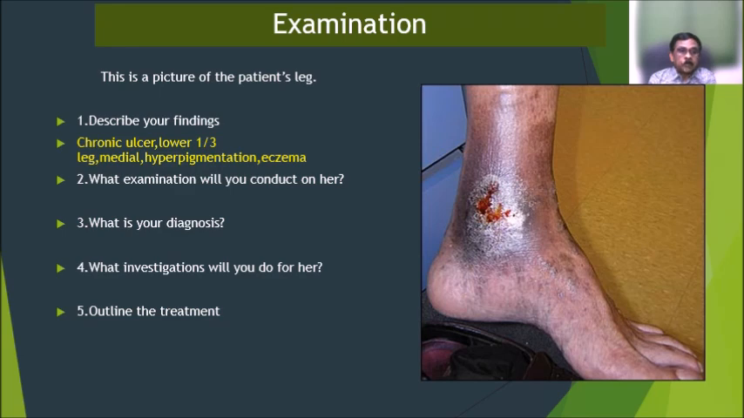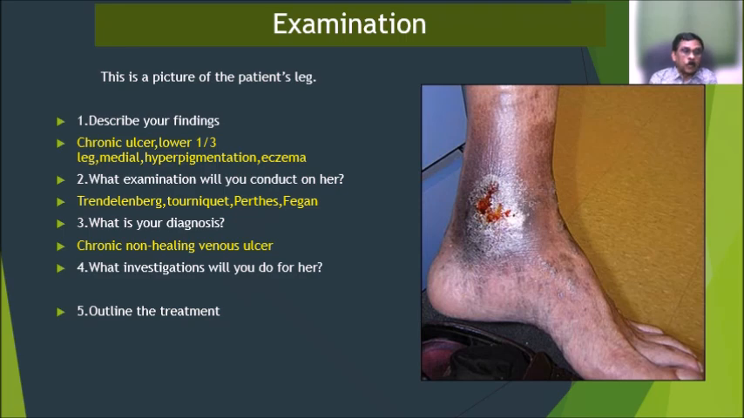Question number 2. What examination will you conduct on the patient? The answer: I will elicit the Brodie-Trendelenburg sign, tourniquet test, Perthes test, and Fagan's test. What is your diagnosis of this patient's condition? Chronic non-healing venous ulcer of the left leg. What investigations will you do for her? Ultrasound, especially the Doppler and duplex ultrasound, and if necessary, a venogram.